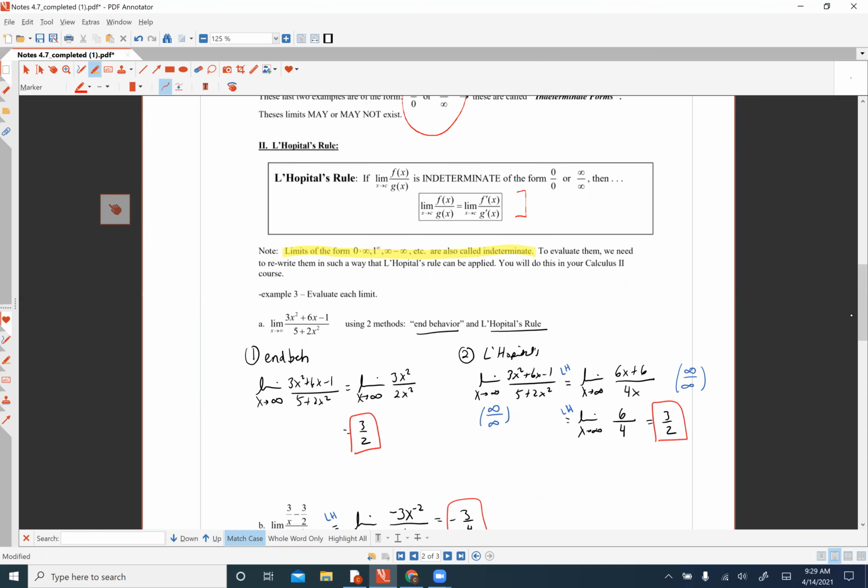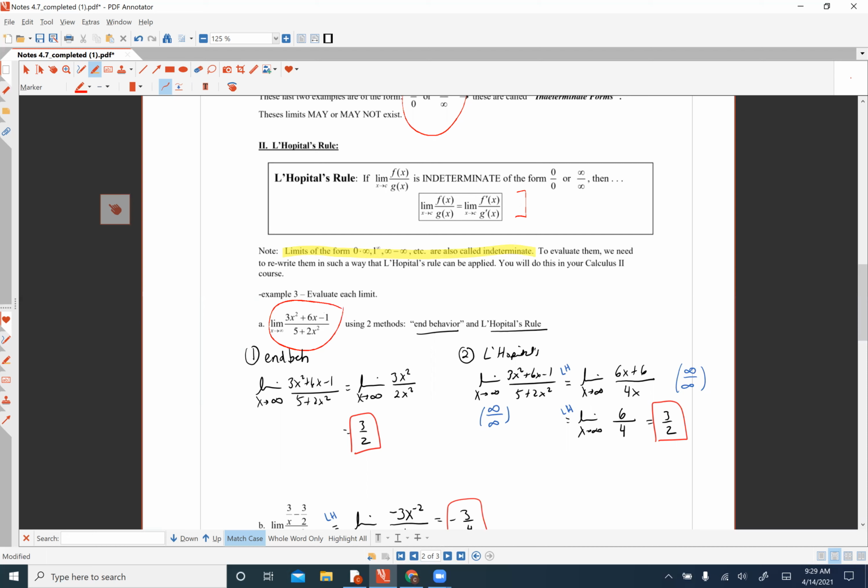Okay, evaluate each limit. So here we get the limit as x goes to infinity. I'm talking about this problem right here, example 3, and we see that the degree of the numerator and the degree of the denominator are equal, x squared. And so we know that the limit is just the ratio of the coefficients of the x squared terms. So the limit is 3 over 2. You learned that even in intermediate algebra. Okay, but now we're going to use the famous L'Hopital's rule to evaluate this limit.